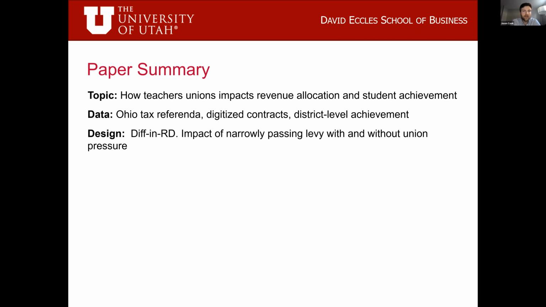The design we're using is a difference in regression discontinuity design. So the way to think about this, the regression discontinuity part is we are comparing what is the impact of narrowly passing one of these property tax levies on a range of outcomes, how the districts spend their money, what happens in terms of student achievement, things like that. So that's the RD piece, you narrowly pass this property tax levy. And then the difference piece is we compare those outcomes, those changes, in districts that we categorize as having more or less union pressure. And I'll make it very clear how we characterize that.